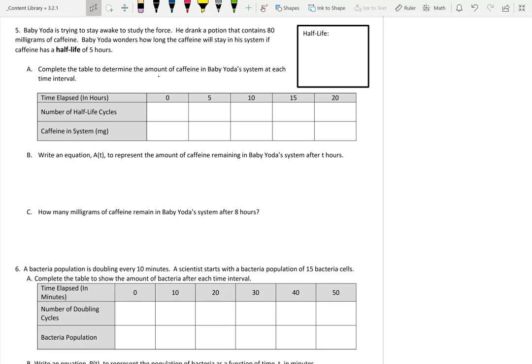So after you read the problem, you'll get the Mandalorian reference. And essentially he drinks a potion that has 80 milligrams of caffeine, and he's trying to figure out how long the caffeine will stay in his system.